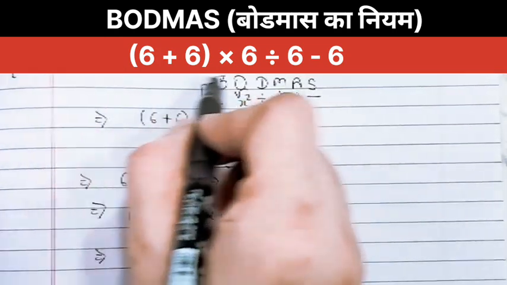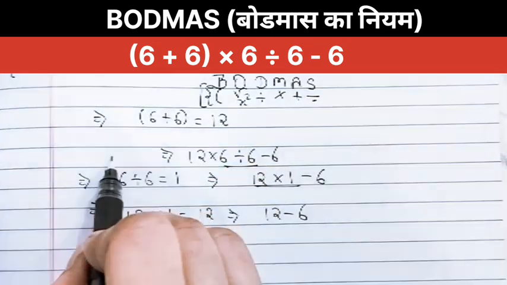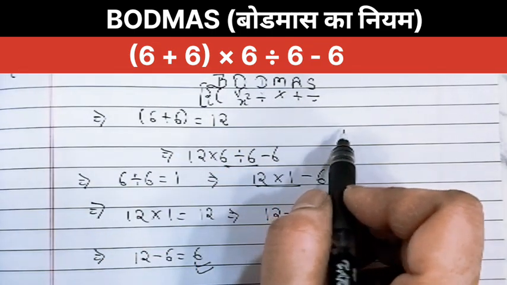So by systematically applying the BODMAS rule, we ensure that the mathematical logic is sound, and the final result of this expression is 6.